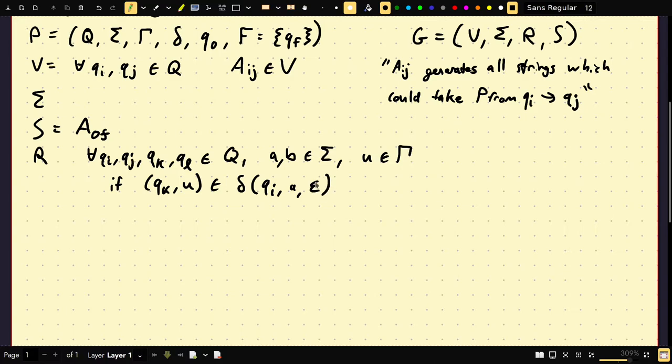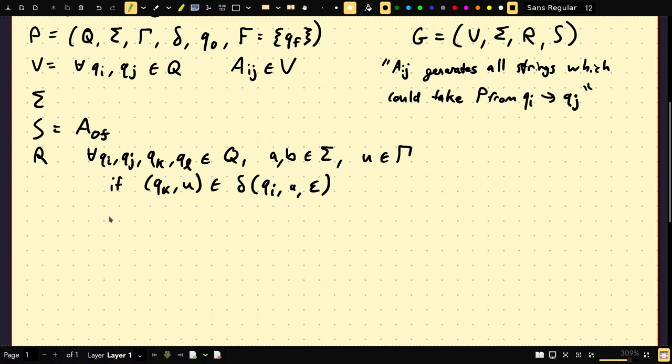What this means is the transition function input: we're at QI, we read A off the input, we pop nothing off the stack, then we transition to possibly more things, but including state QK, and we push U. So we push U onto the stack.